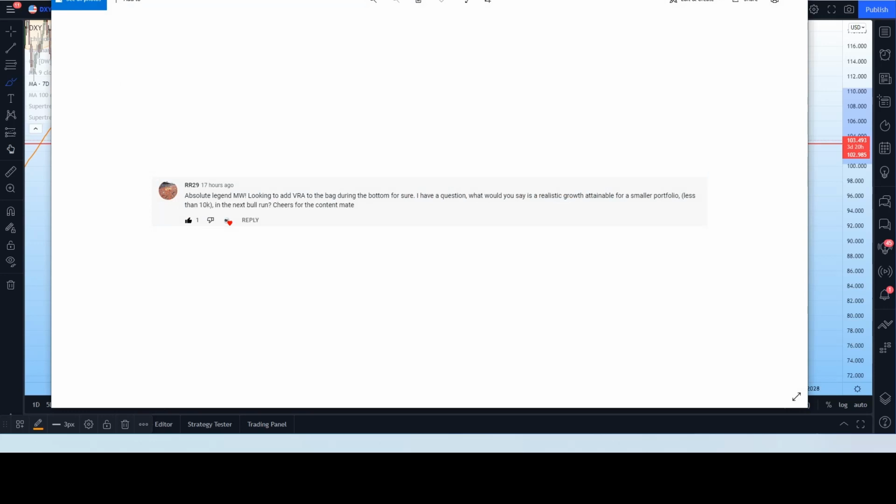Okay, so just bring up the question again. The question was: What would you say is a realistic growth attainable for a smaller portfolio, less than $10,000, in the next bull run? And how should you allocate those funds?